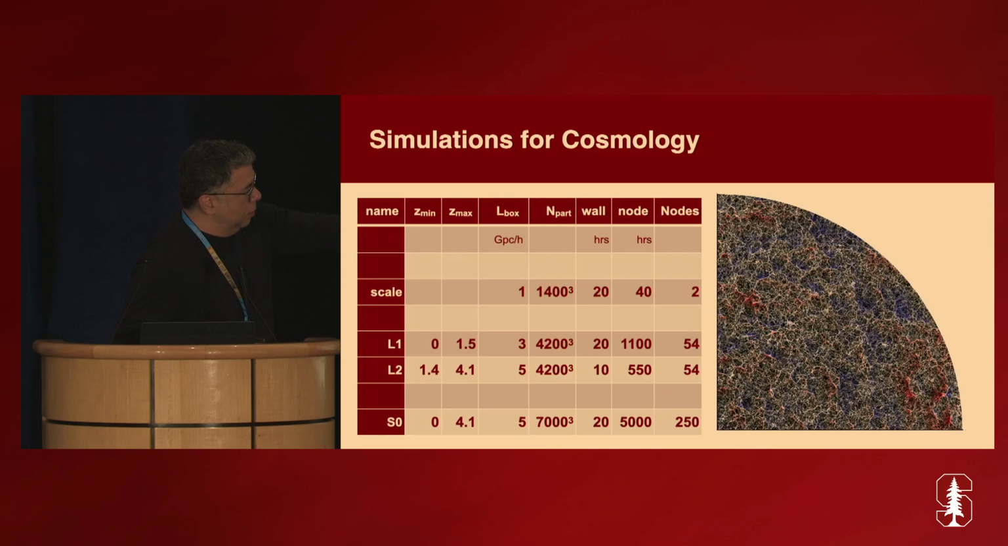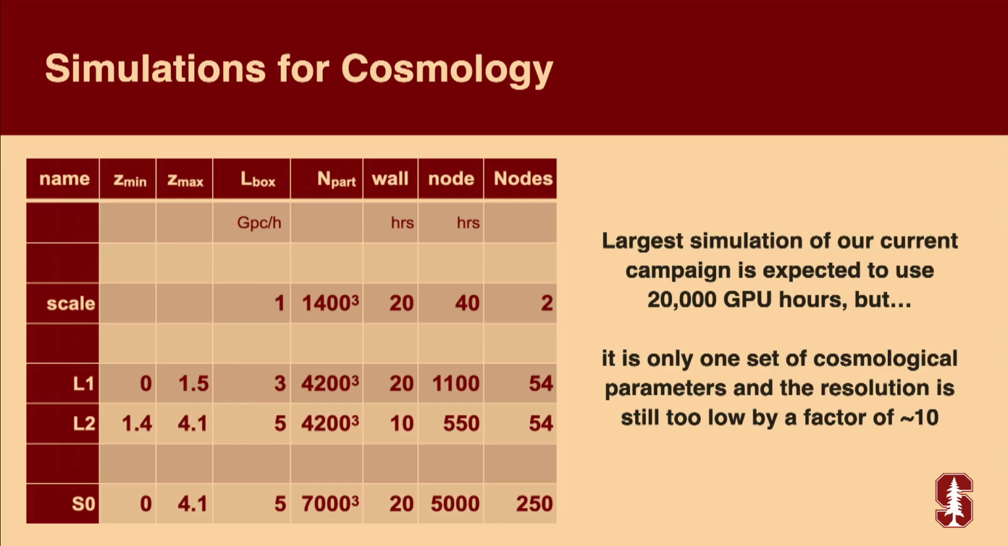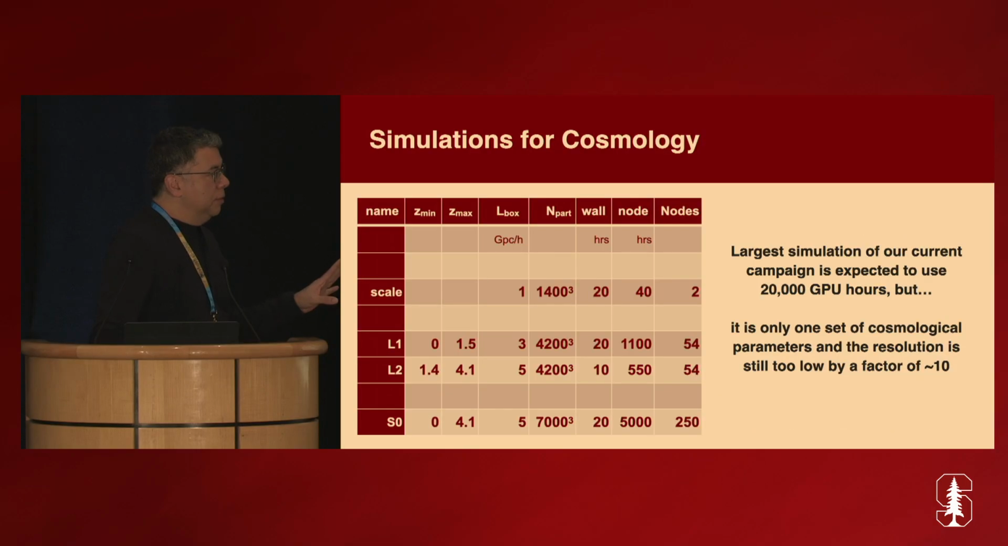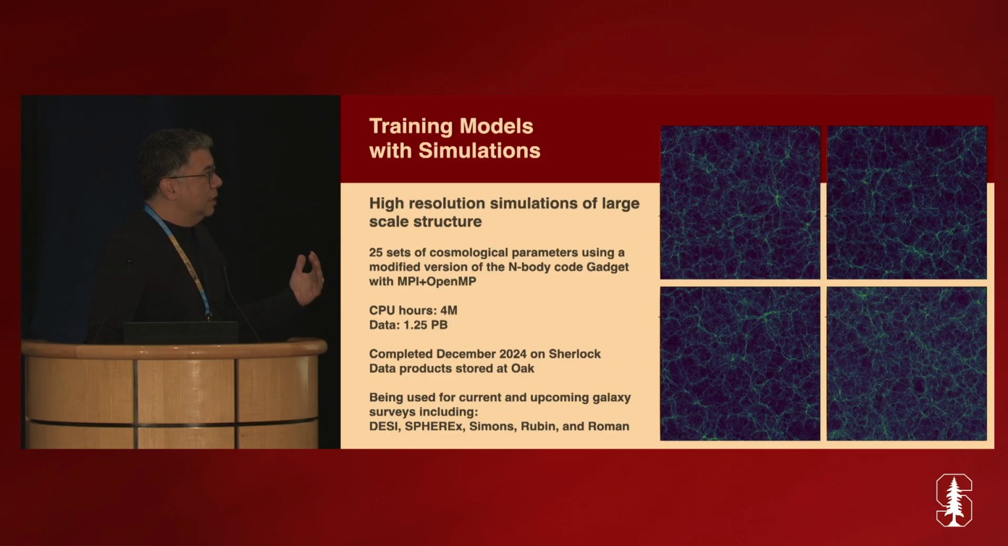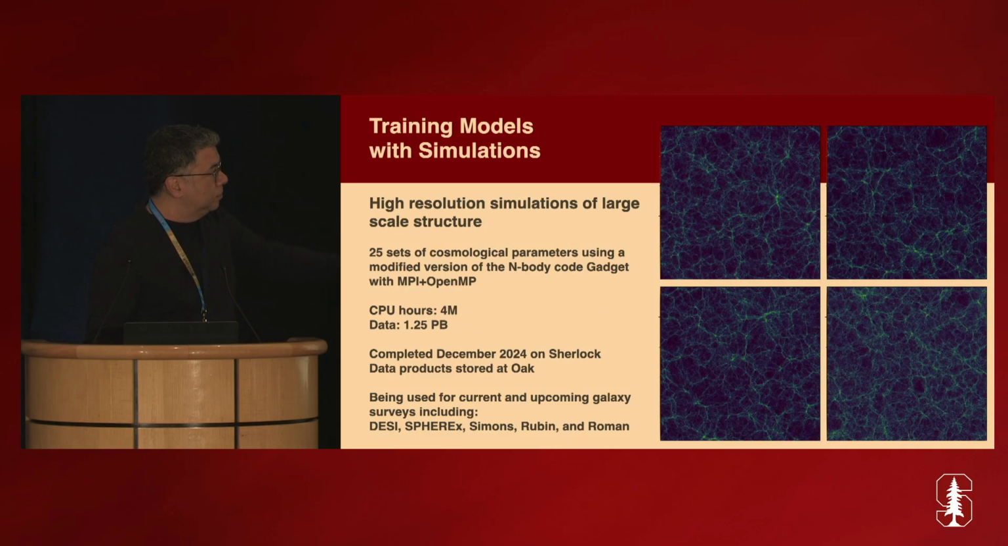The largest run we want to do is about 7,000 cubed resolution elements, and we anticipate it should take about 20,000 GPU hours, which is a lot of GPU hours. But as I was saying earlier, it's only for one realization. And those parameters I showed you are just one set of parameters. We want to be able to vary the parameters and keep doing it. So it's starting to get difficult. Stopping there for a moment, that's what you would need to do for one.